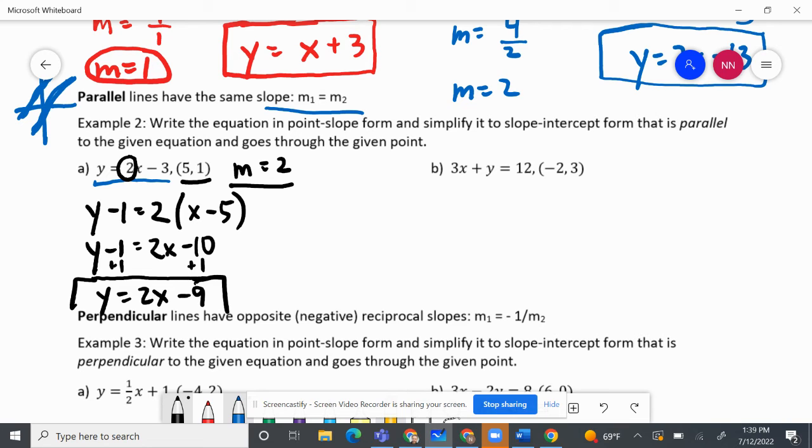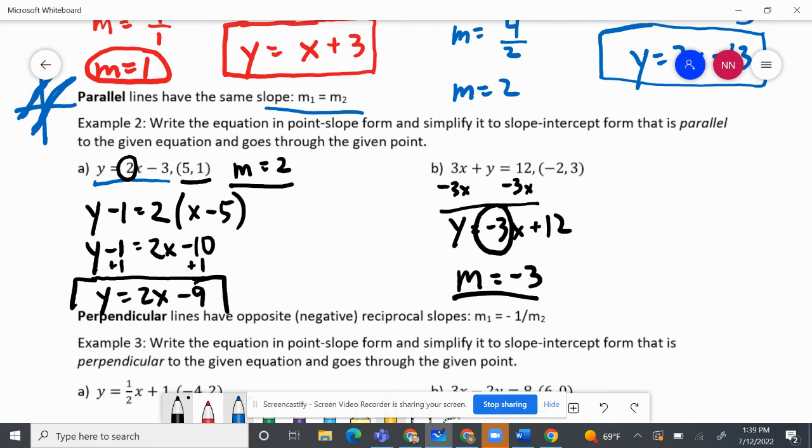So looking at the next one, what I'm going to do is get the y by itself. In order to figure out the slope, I need it in slope-intercept form. So I'm going to subtract the 3x, and I get y equals -3x plus 12. I have my parallel equation. I know that my slope is -3. Parallel slopes are exactly the same, so that means that the parallel slope is also -3.